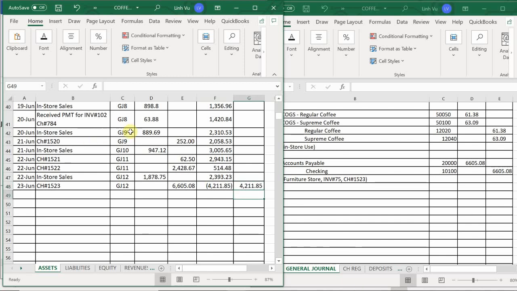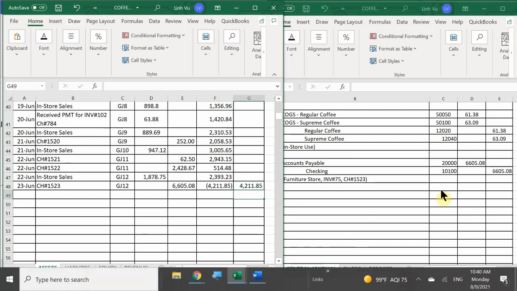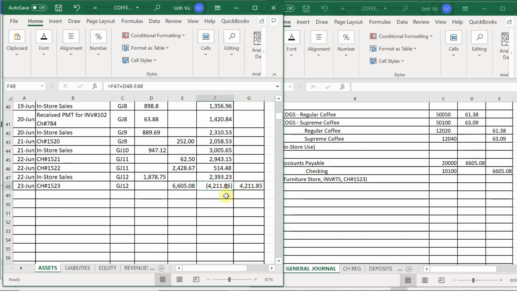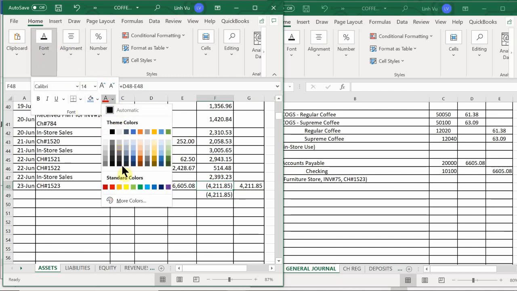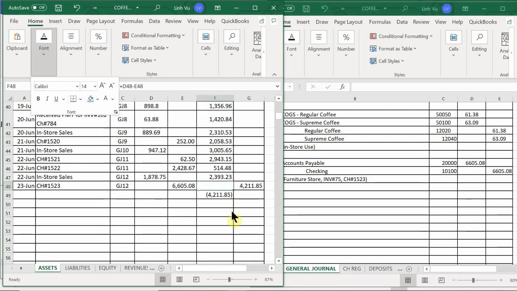All right, so there you go. The trick here is I just want you to hide the numbers here by making the font white, but I'm keeping the formula in there. So I don't have to change the formula back and forth. I could just leave it in there. I just changed the font there. So here you go. I'm in the hole for $4,211.85.